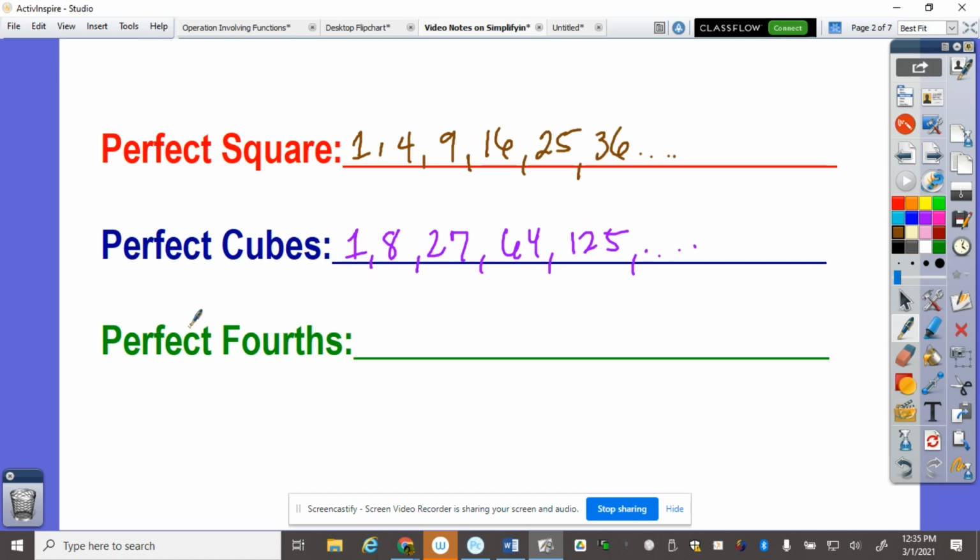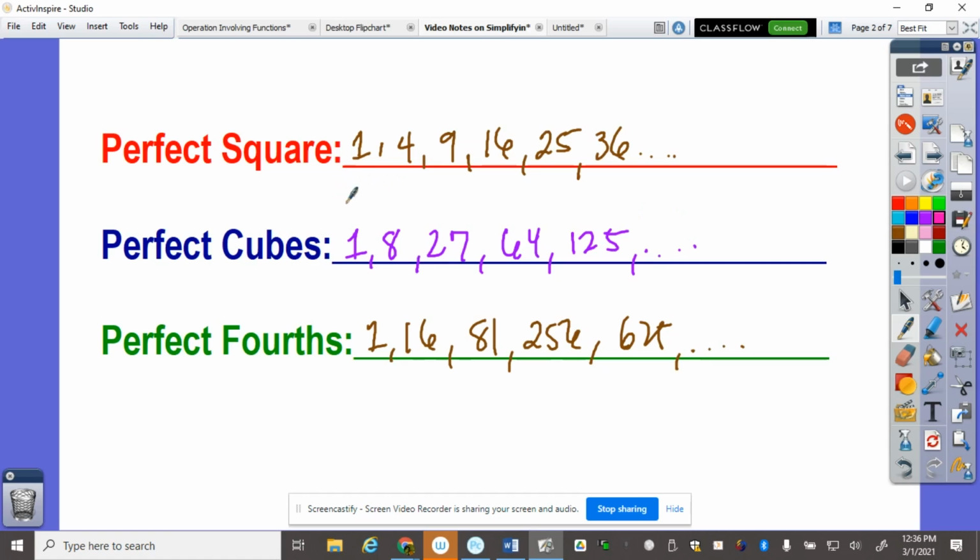Perfect fourth means you multiply the number by itself 4 times. So for example, 1 times 1 times 1 times 1 is just 1. 2 times 2 times 2 times 2 is going to give you 16. 3 times 3 times 3 times 3 will give you 81. 4 times 4 times 4 times 4 is 256. And 5 times 5 times 5 times 5 will give you 625, and so on and so forth.